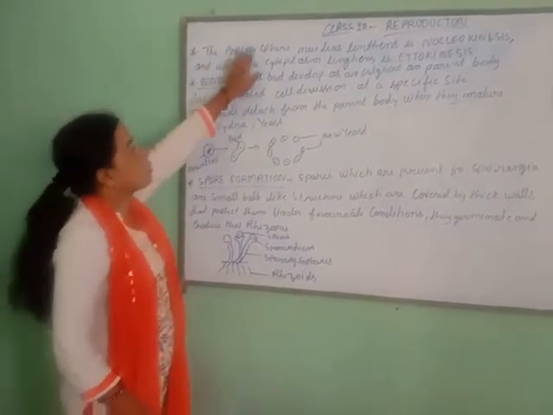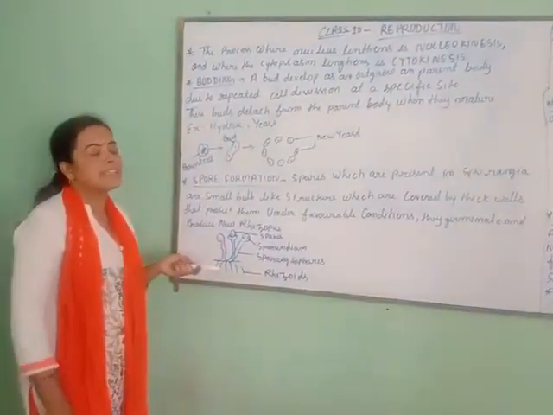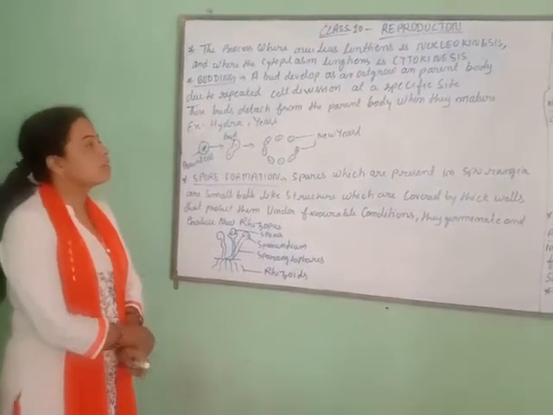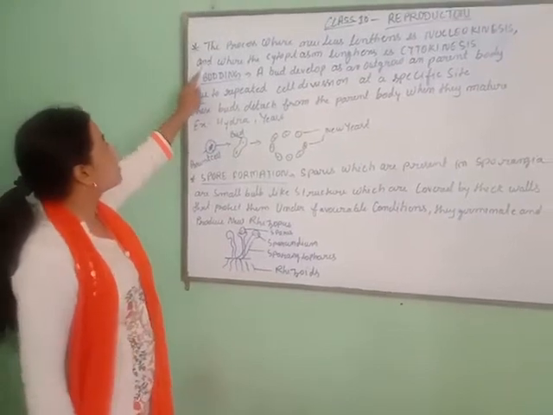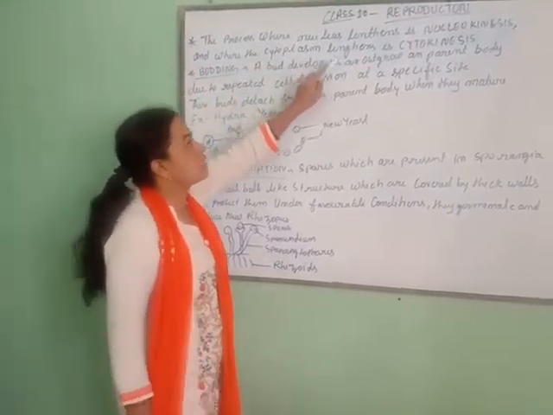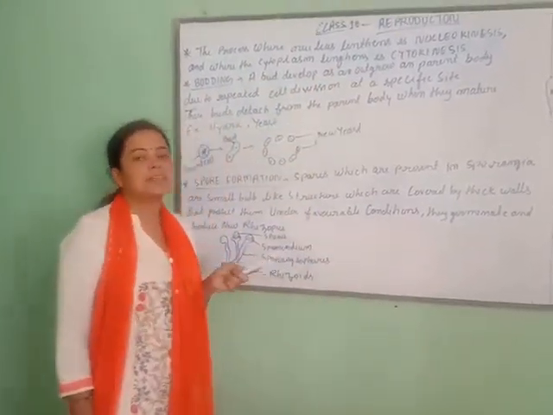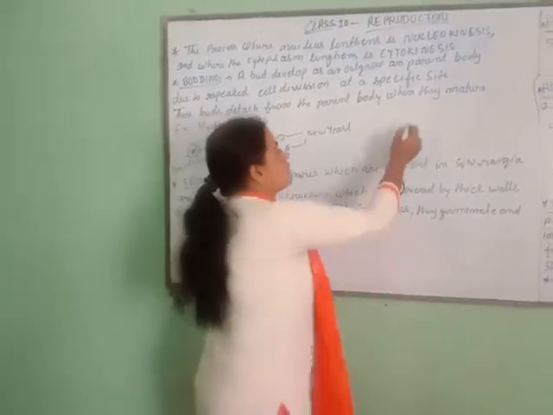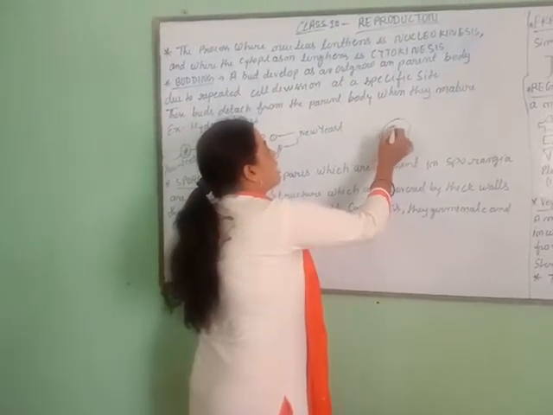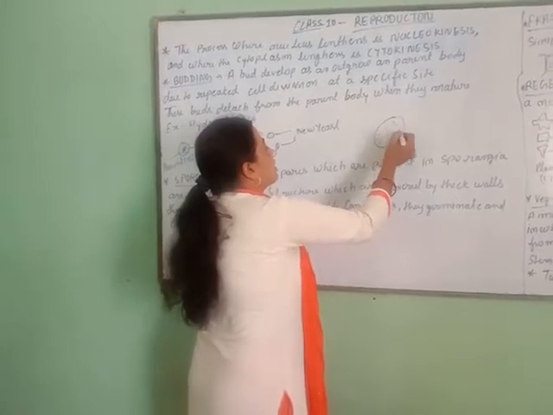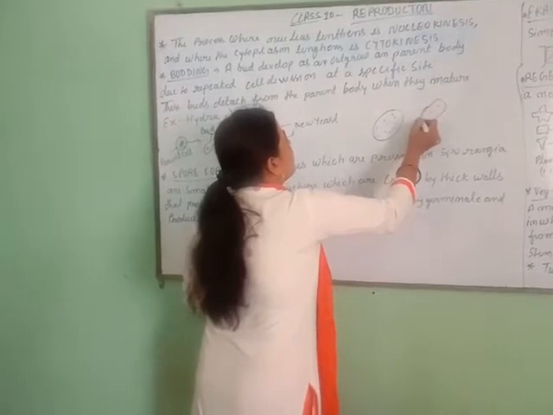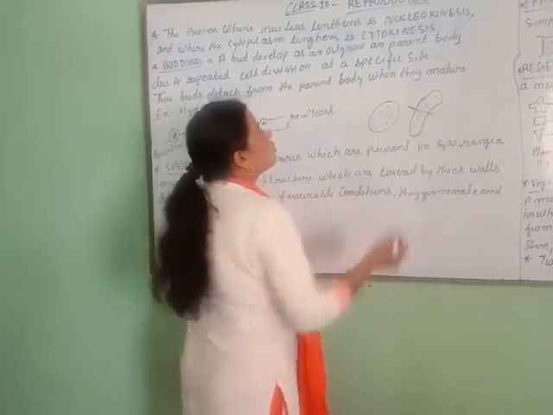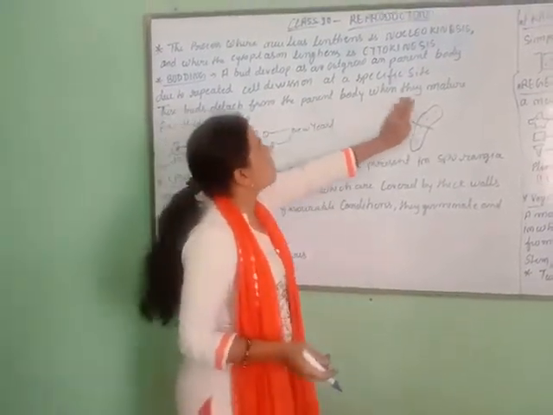First of all, the process where the nucleus divides is karyokinesis. Karyokinesis is the part of reproduction where the nucleus is growing and developing. Second is where the cytoplasm divides, which is cytokinesis. Cytoplasm division means, suppose this is the cell and this is the cytoplasm. When it elongates like this and divides into two parts, this is called cytokinesis.